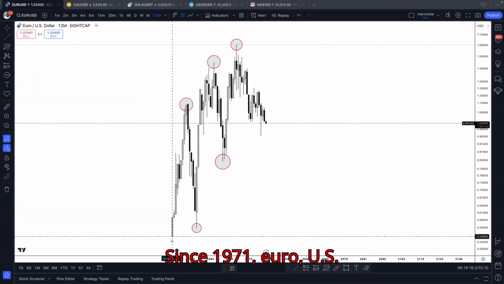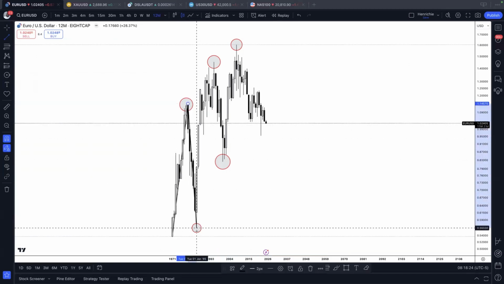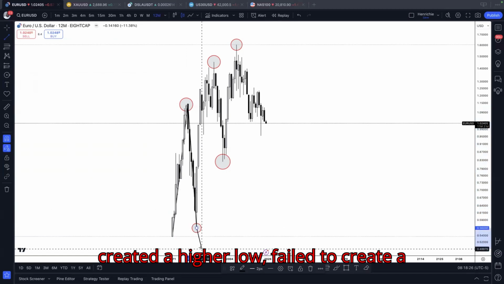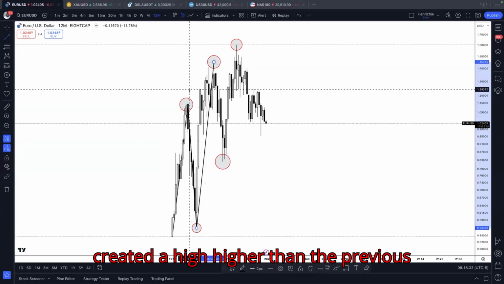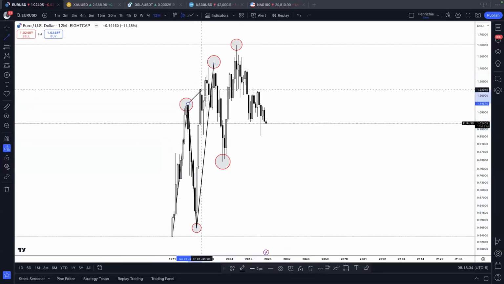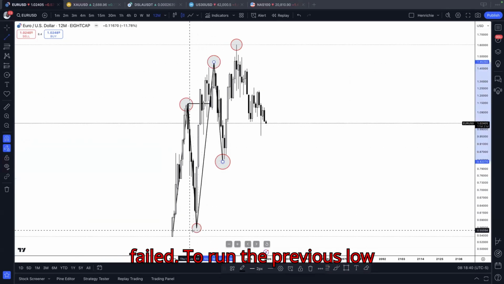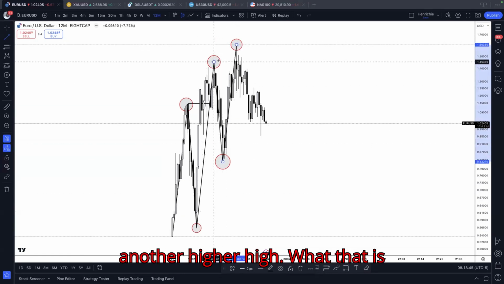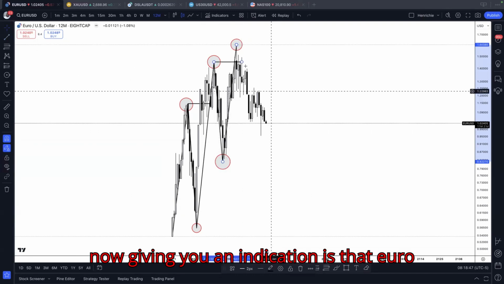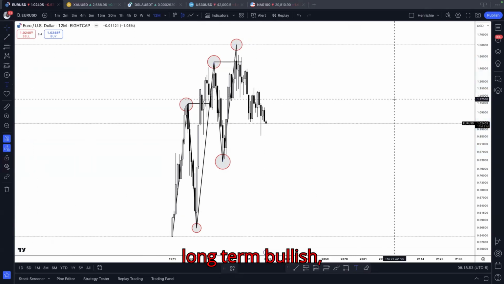Since 1971, Euro US dollar has been creating a higher high. It came down, created a higher low, failed to create a lower low than the previous low, and created a high higher than the previous high, right here. And after that, it created a higher low, failed to run the previous low, and then it rallied again, created another higher high. What that is now giving you an indication of is that Euro US dollar is long-term bullish.